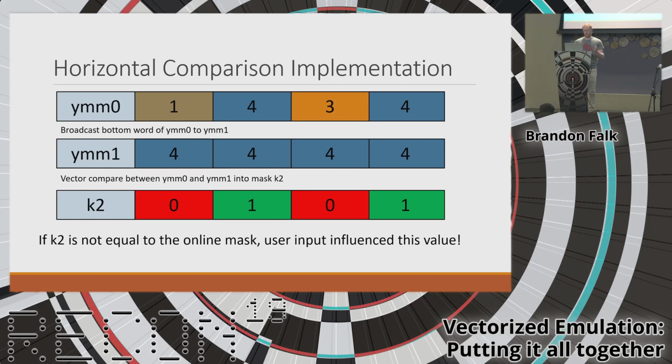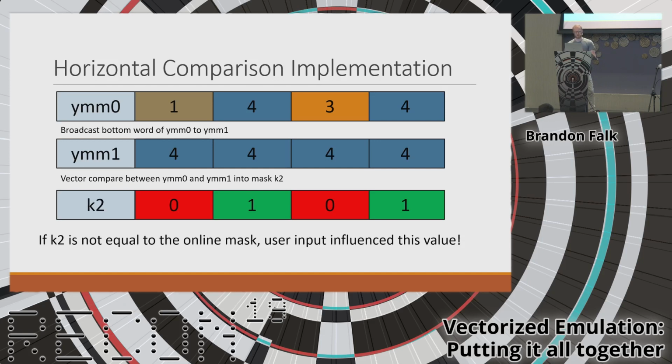In this case, all you really have to do is broadcast one lane to the whole vector register and just perform a compare. Let's say YMM0 contains 1, 4, 3, and 4, and these are different VMs performing a register write. I can broadcast the least significant 4 from this to another register, YMM1, and now I have a register containing all 4s. I can just perform a vector compare, and I get a mask telling me which VMs have the same value in them.